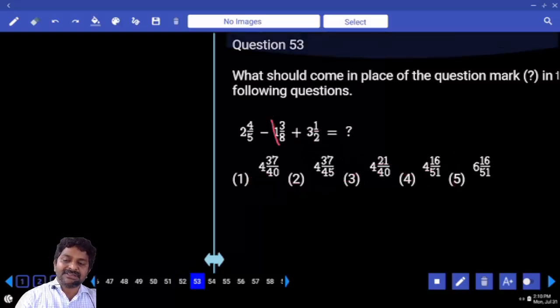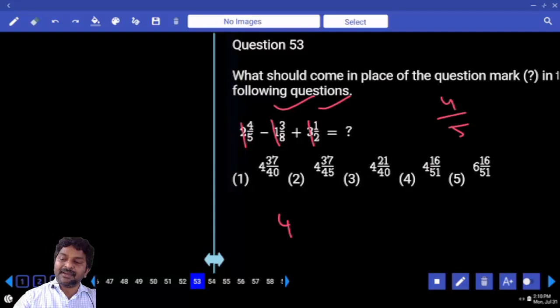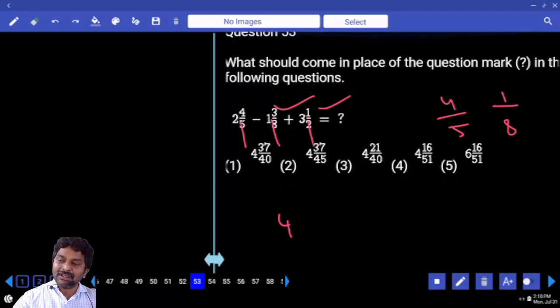So first let me subtract 1 from 2. How much is that? 1 plus 3. All options are in 4s only. Minus 3 by 8 we have. Can I write 1 by 2 as 4 by 8? Minus 3 by 8 plus 4 by 8. So the leftover fractions are 4 by 5, comma, 1 by 8 only.